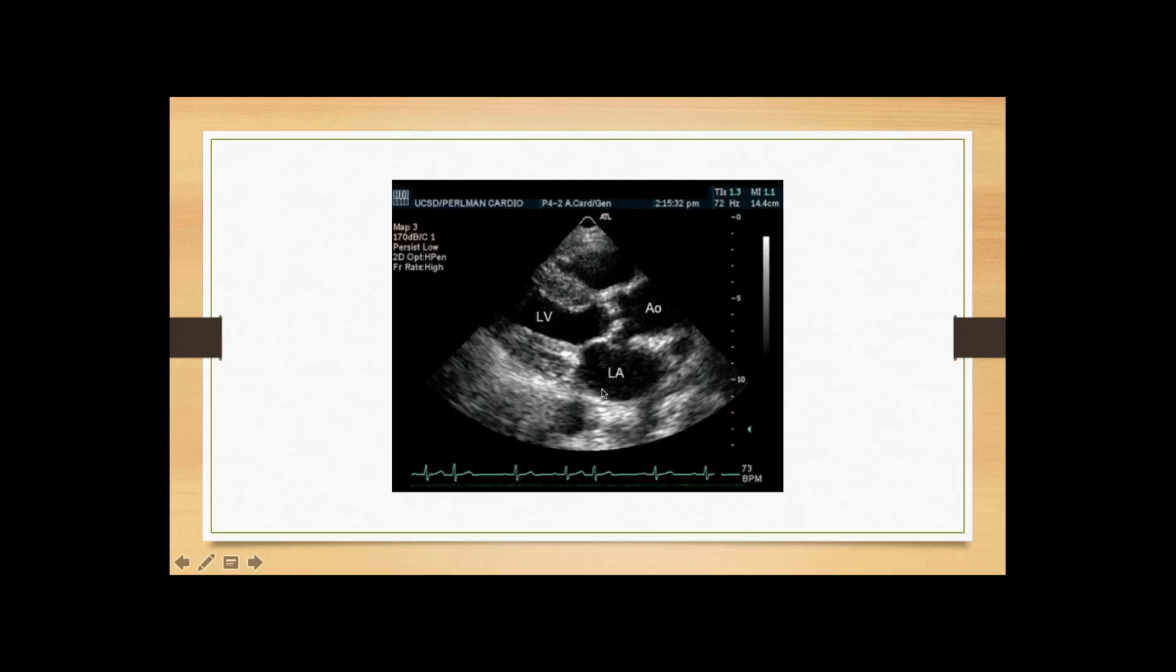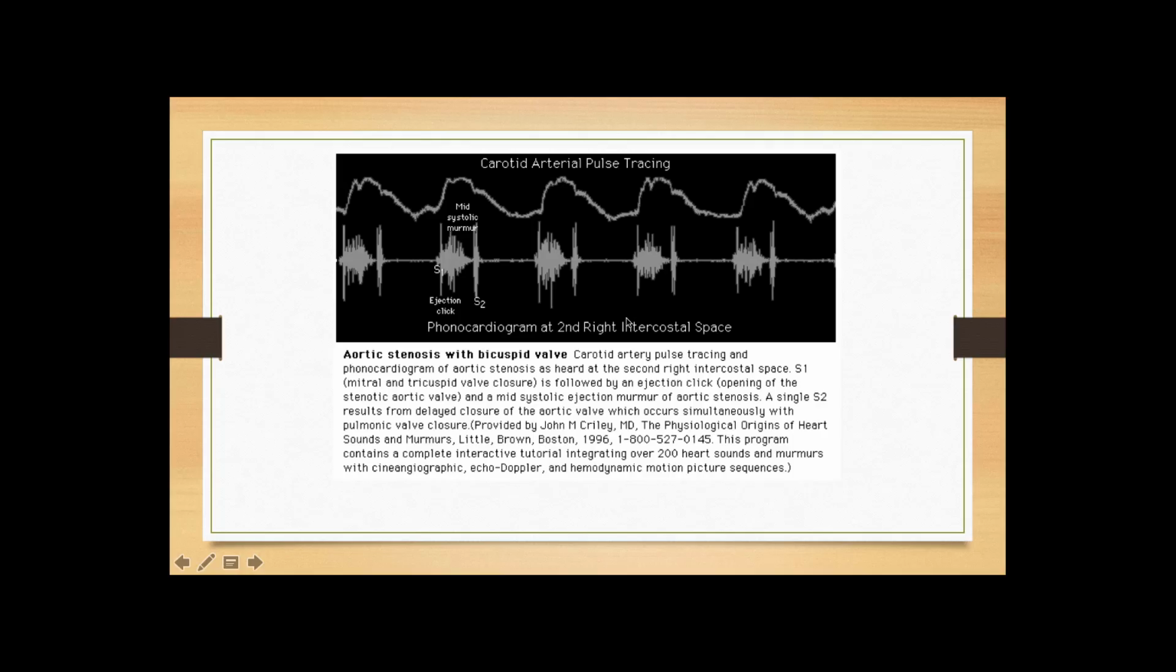So this is a slide that you have already seen. This is aortic stenosis. You can see the valve is very stenotic, and here is the murmur of aortic stenosis. Again, this is going to be your systolic murmur, starting from S1 to S2. So this is going to be an ejection systolic murmur, and here is how it sounds.